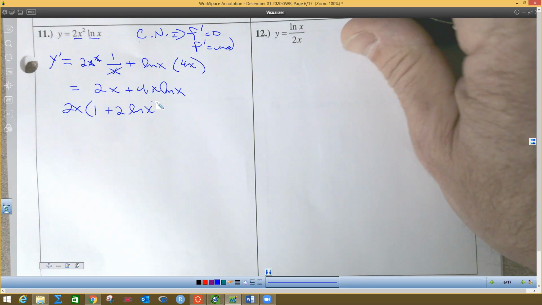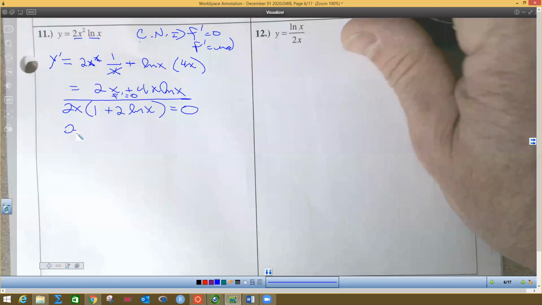So when I factor out a 2x, I get this right here. So there's my equation so far. So hopefully everybody's okay with that. All right, so now I need to find, actually I should have probably done this and said f prime equals 0. Okay, so I probably should have done this.